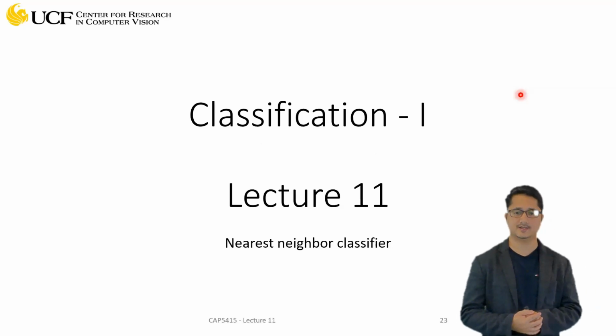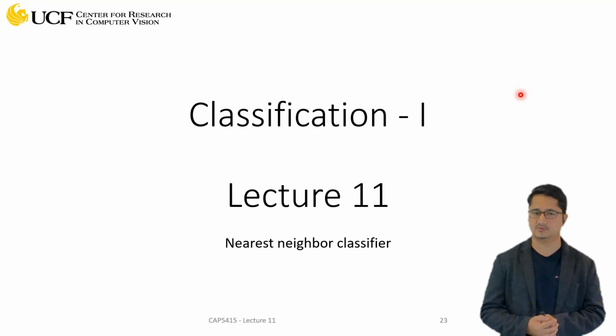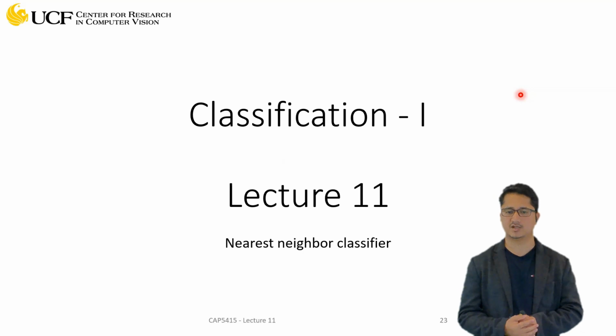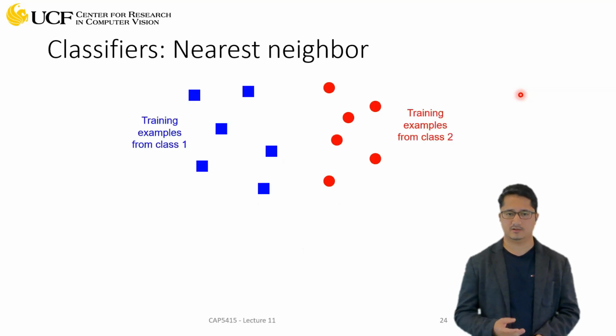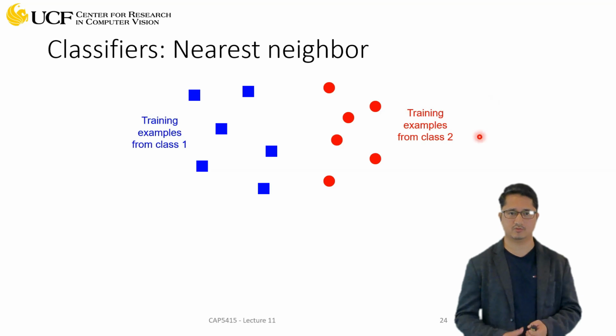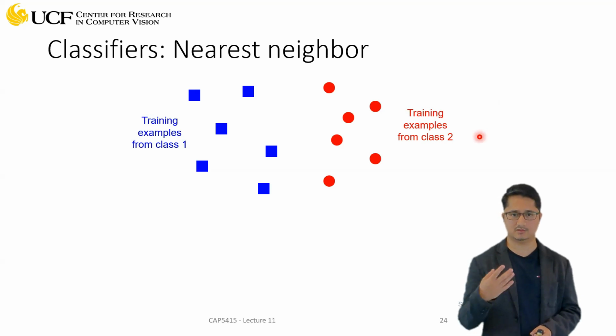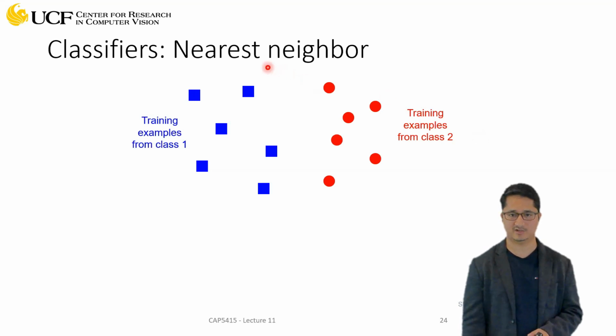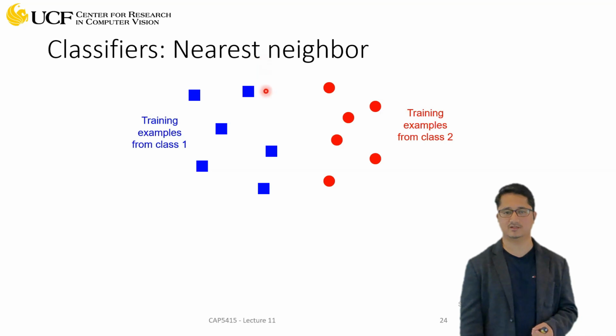Let's move to the next segment. In this one, we are going to talk about the nearest neighbor classifier. It's a very simple classifier, and I think you will have a programming assignment for this as well. Let's quickly go over this, and you can see the name says nearest neighbor, and that's all the algorithm actually does. It just tries to find the nearest neighbor.